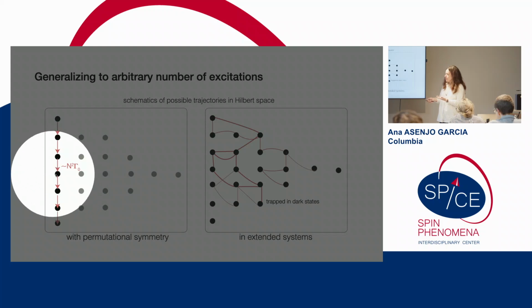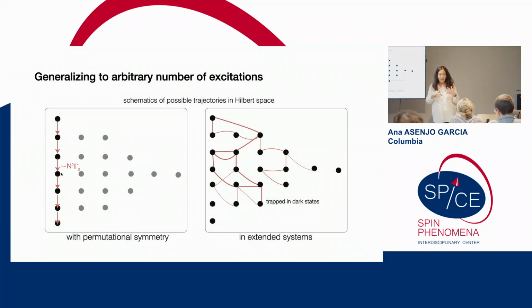Around the equator, so when you have a density of excitations corresponding to about one half of your system, you'll have these very strongly decaying states whose decay rate scales as N squared. So I won't get there today. We'll talk about that in the following lecture. So now, if you have an extended system and you break this permutation symmetry, now, in principle, the dynamics is not constrained to this small subspace. It can go all over Hilbert space.